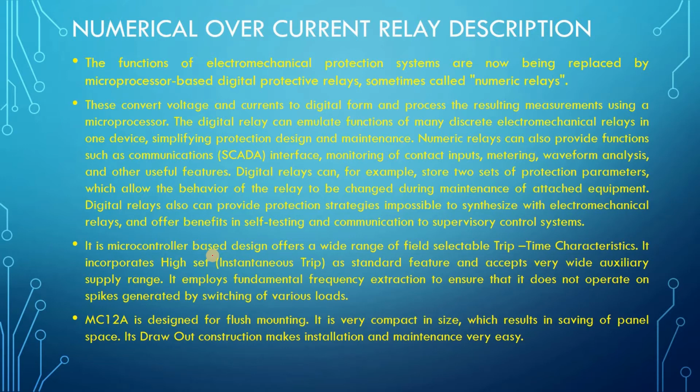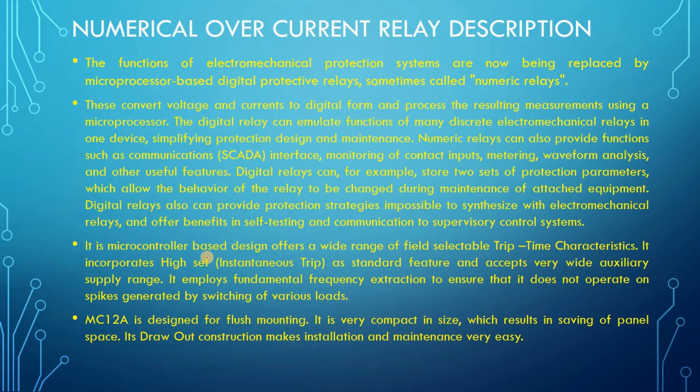In our earlier electromechanical relay, we could have only one type of characteristic, the inverse characteristic. So for an instantaneous characteristic, we need another relay. For a definite characteristic, we need another relay. But here one relay can have multiple characteristics, and it can incorporate high set as a standard feature. So high set is the most important part.